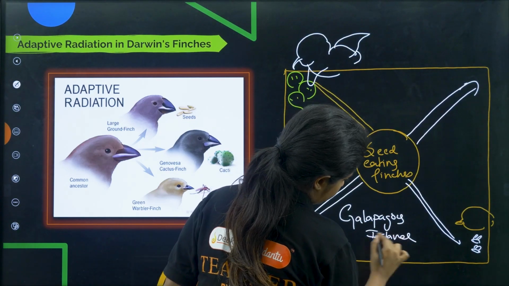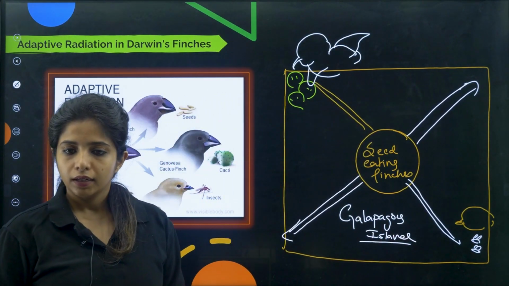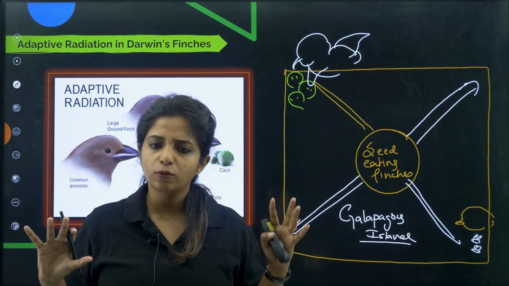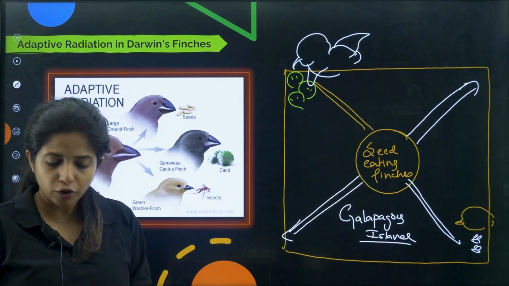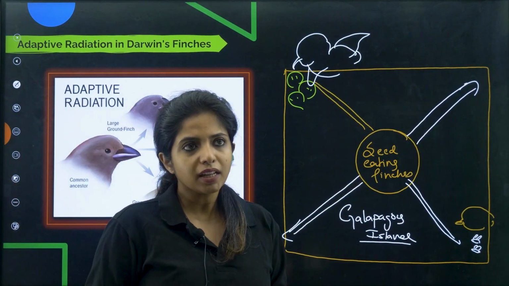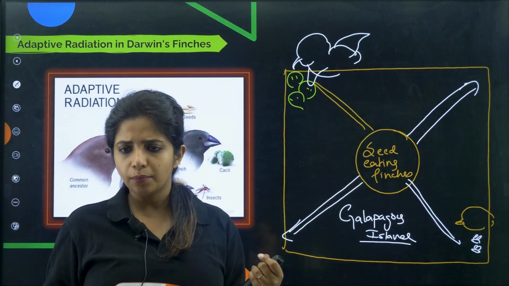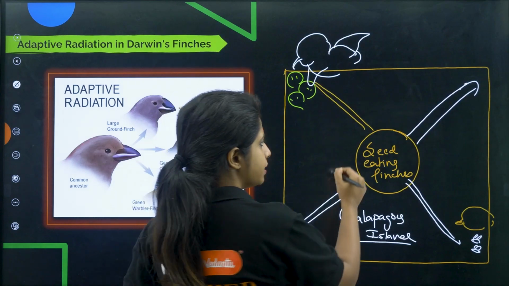So I got to understand one thing: the actual type of the finches were like this. They were seed eating, they were fond of seeds. And some of them, obviously, you know, mutations and everything happens, so some variations will be happening.